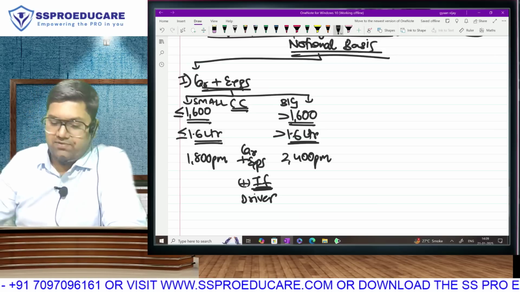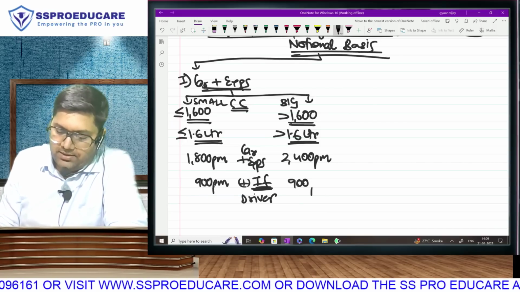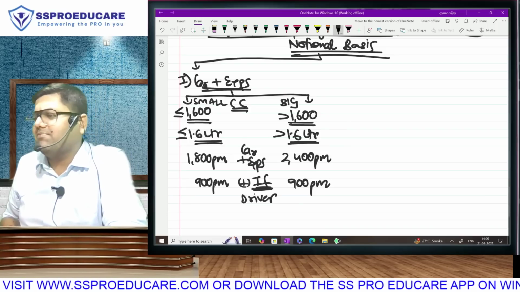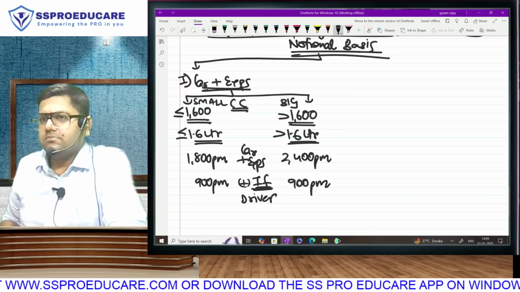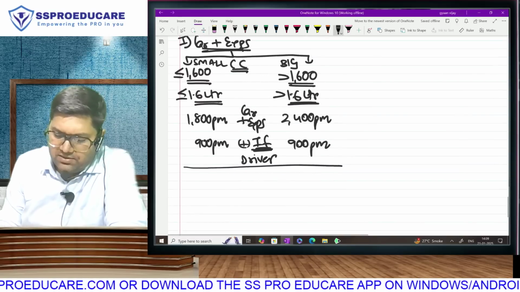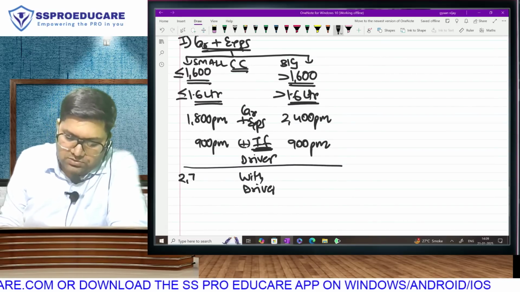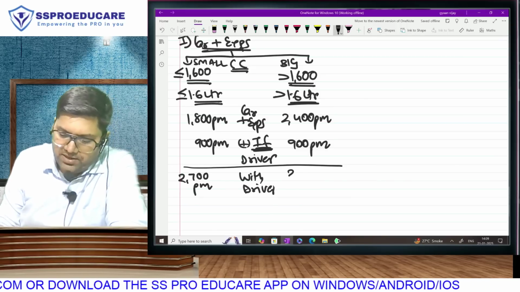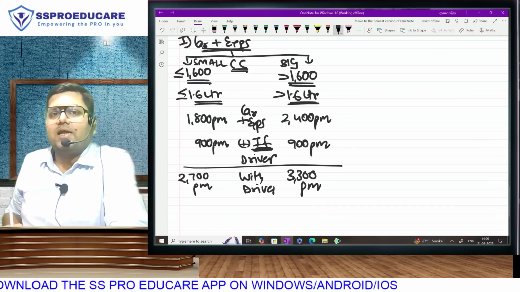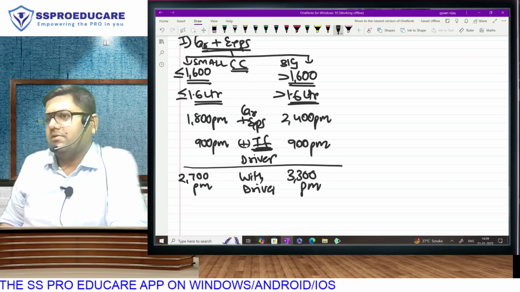If he gives a driver, the driver's perquisite will be added as 900 per month. See, the driver's value will remain the same whether you are driving a small car or a big car, it doesn't matter. So in case the car is with a driver, for a small car the perquisite value will be 2700 per month, and for a big car the perquisite value will be 3300 per month. Without driver, 1800 and 2400. With driver, 2700 and 3300.